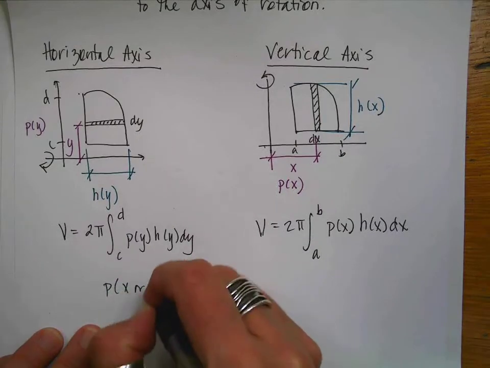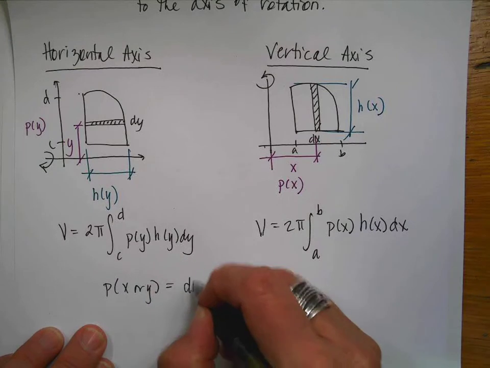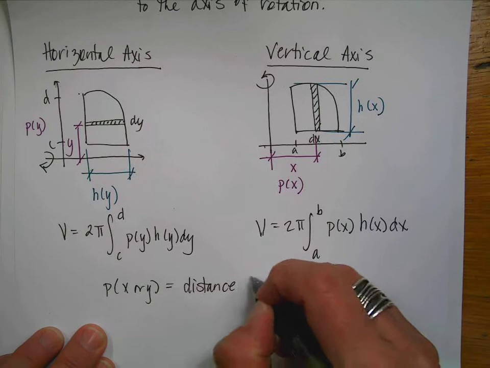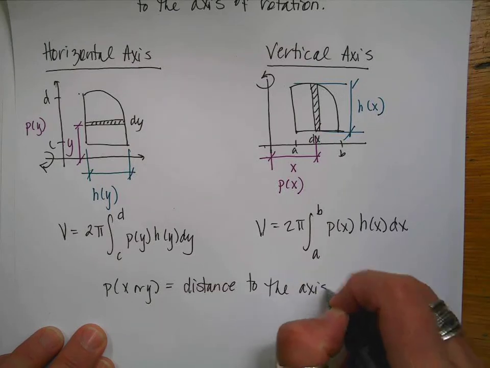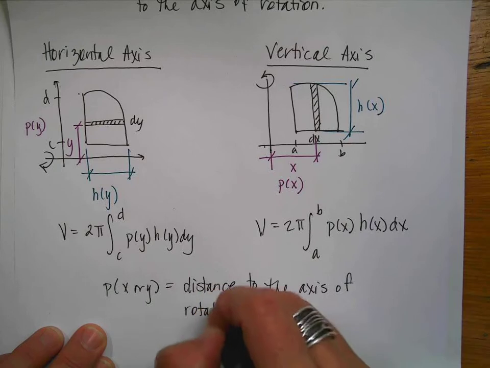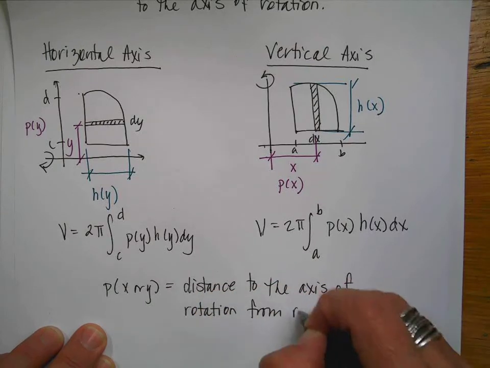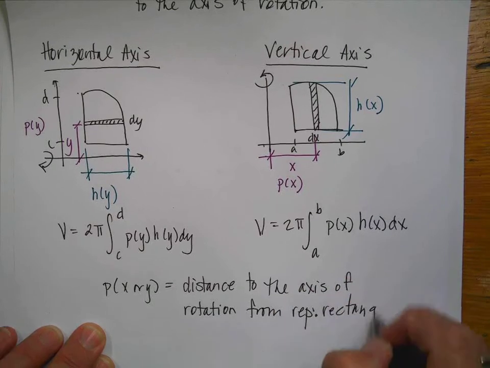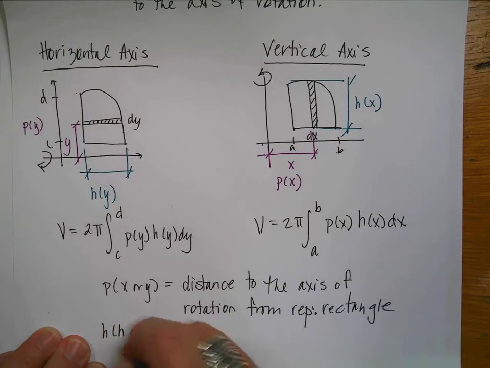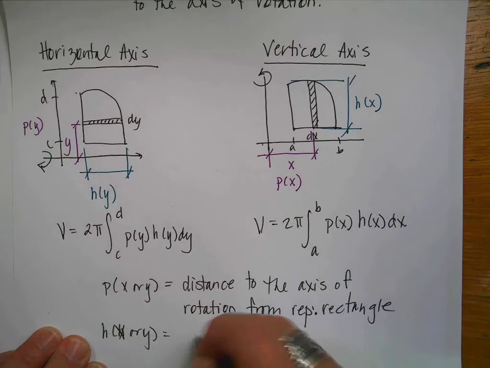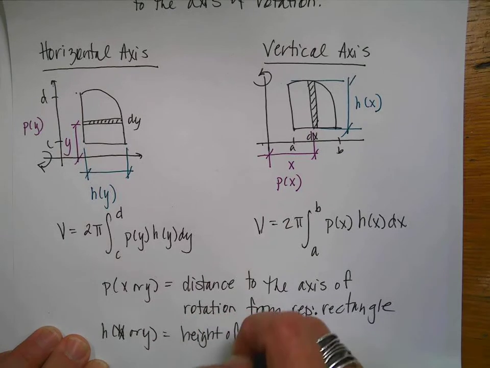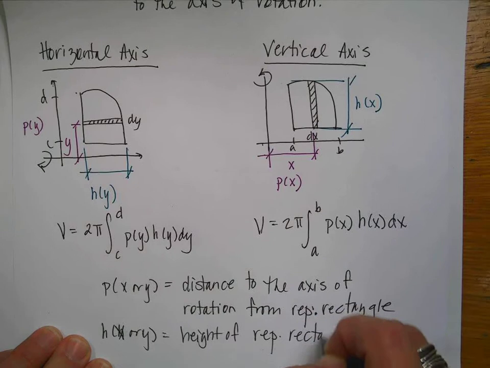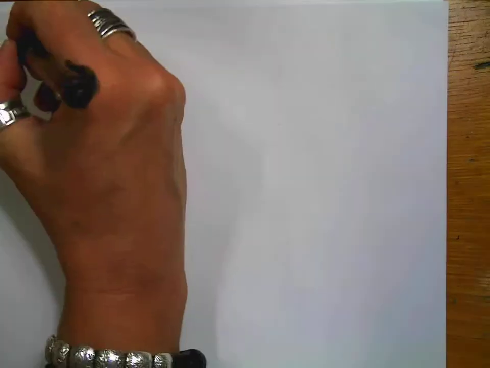So let me just make sure that we know what those are. p of x or y is going to be the distance to the axis of rotation from your representative rectangle. And then h of x or y is going to be equal to the height of your representative rectangle. Okay? Alrighty, so let's do some examples. I think they're really nice because I really don't have to worry about the hole.